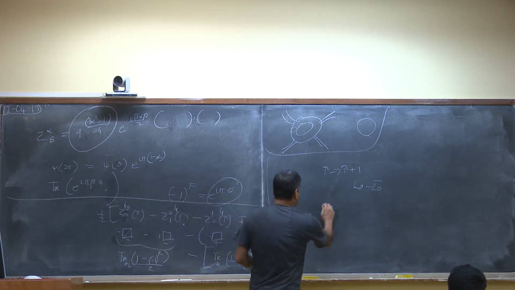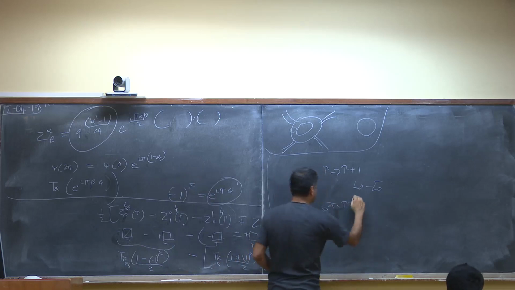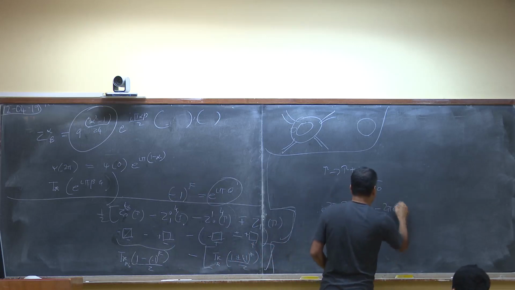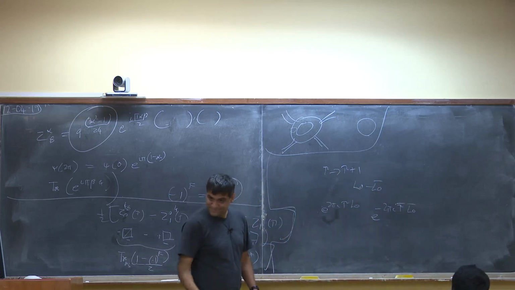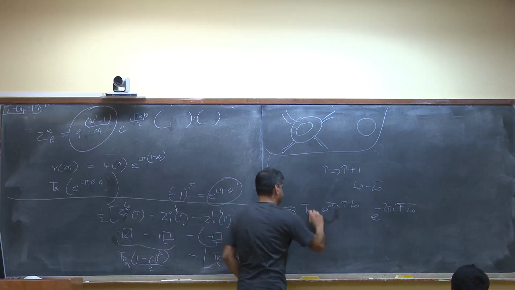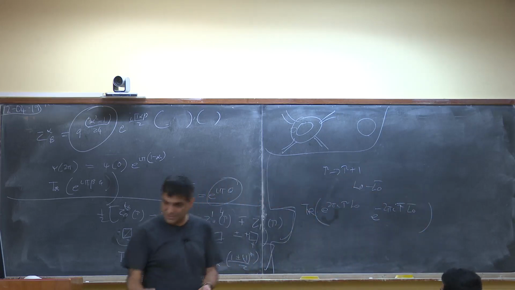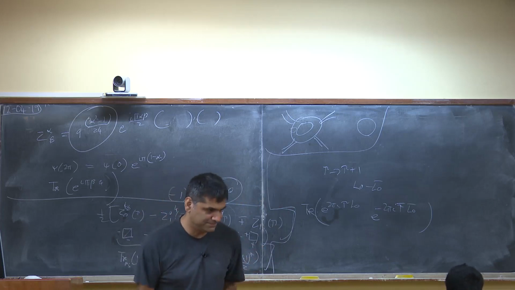Because we have e to the power 2 pi i tau times L0 times e to the power minus 2 pi i tau bar times L0 bar. That's the trace we're taking. Now under tau goes to tau plus 1, you pick up the eigenvalues of L0 minus L0 bar.